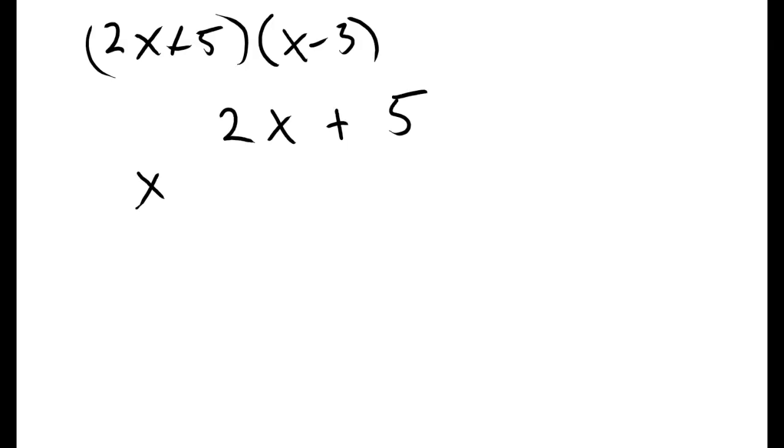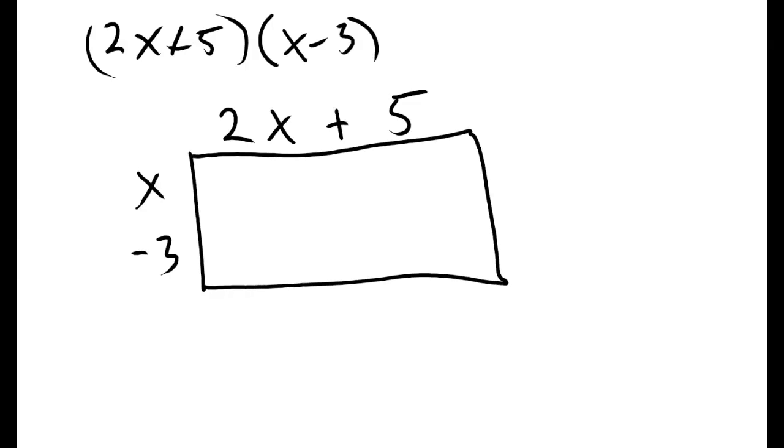I have my first polynomial across the top, my second one down the side, and it doesn't matter. I could have put the x minus 3 in the top. It really doesn't matter. But then I'm going to make boxes. So there are 2 on the top, so I get 2 columns. There are 2 terms on the side, so I get 2 rows. And inside each of these boxes, I'm going to put the product, those 2 things multiplied together, of the column above times the row beside.